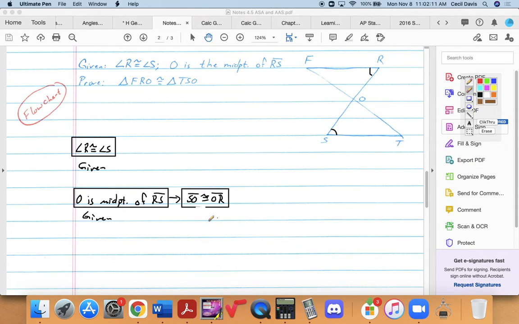Oops, that's not given. How do I know these two segments are congruent? Definition of a midpoint? Yeah, definition of a midpoint.